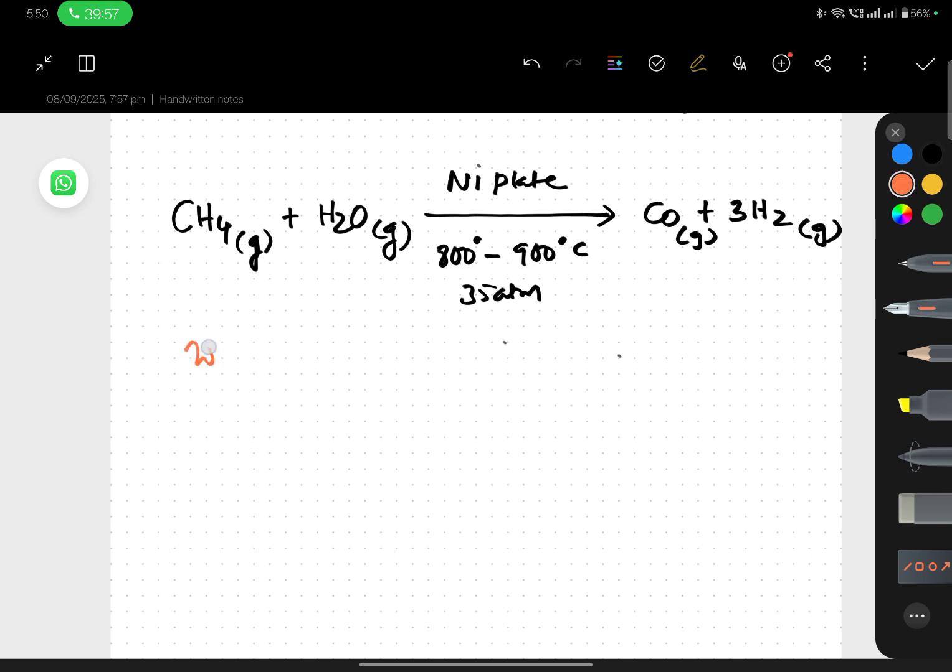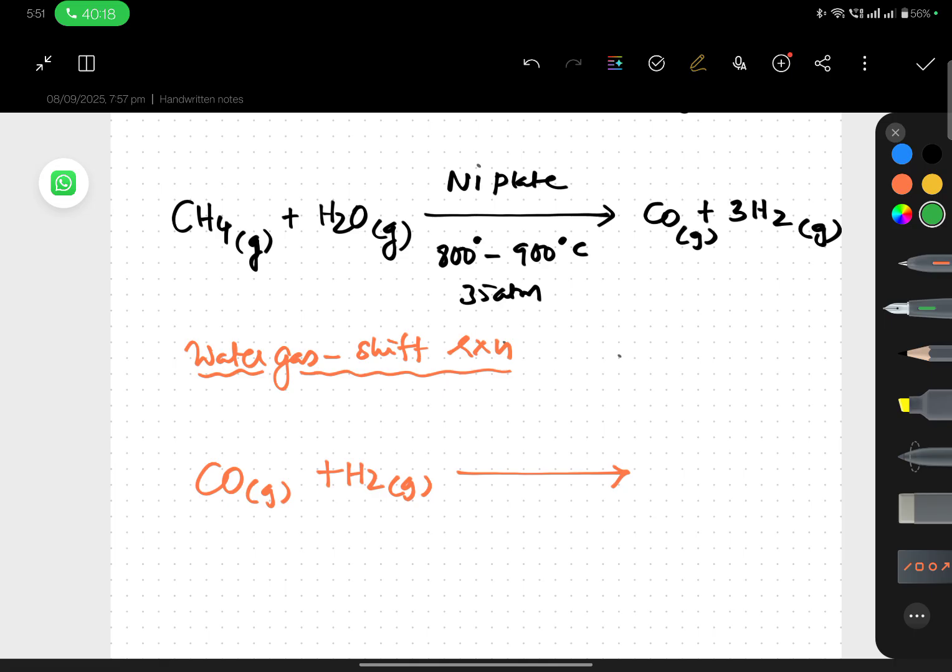Write down, this water gas can undergo a reaction called the water gas shift reaction. Please make a note. So the water gas can undergo water gas shift reaction. For example, take CO gas plus dihydrogen gas, and you apply some condition like 400 degrees centigrade. In the presence of iron or copper catalyst, the carbon becomes carbon dioxide.